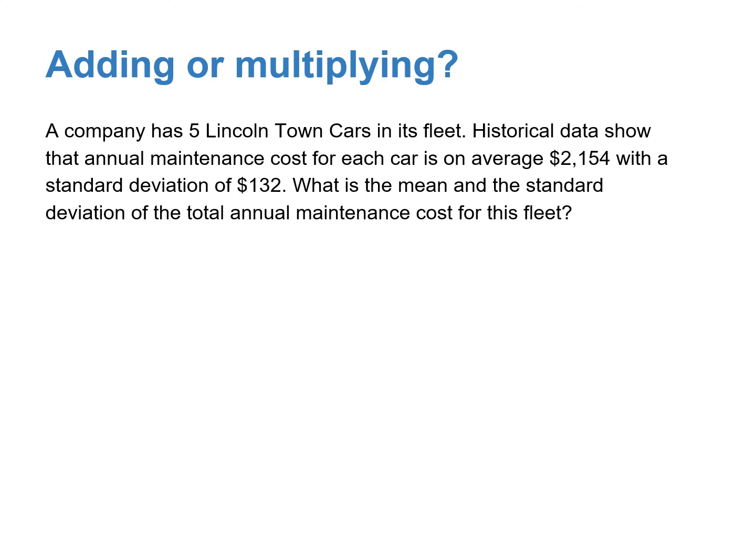So for example, here we have an example where a company has 5 Lincoln Town Cars in its fleet. Historical data show that the annual maintenance cost for each car, which will be our random variable x, is on average $2,154 with a standard deviation of $132. And we want to know what is the mean and the standard deviation of the total maintenance cost for this fleet.